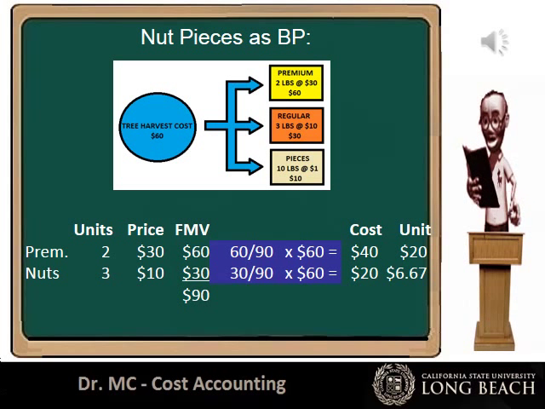This would allocate 2/3 of the joint costs to the premium nuts and 1/3 of the joint costs to the regular nuts. This produces a per unit cost of $20 per pound for premium nuts and $6.67 per pound for regular nuts.